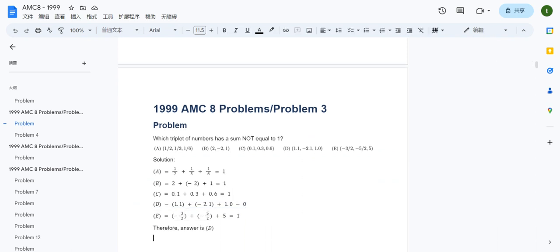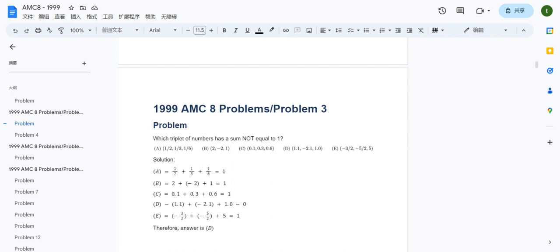Now let's look at problem 3. Problem 3 states, which triplet of numbers has a sum not equal to 1? Let's see each of the following choices. A is equal to 1 divided by 2 plus 1 divided by 3 plus 1 divided by 6 is equal to 1. So this means that 3 divided by 6 plus 2 divided by 6 plus 1 divided by 6 is equal to 1, which is correct.